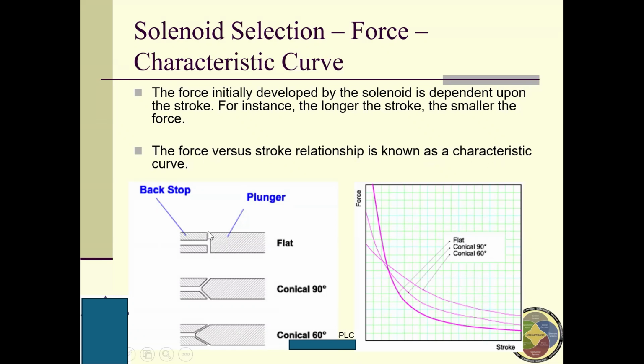For different heads, we will have different characteristic curves. You should know that. Okay? For the flat, conical 90 degree, or conical 60 degree, we have different curves. When you buy the solenoid, you will get the data sheet from the vendor, from the manufacturer, and then you will know all these details.